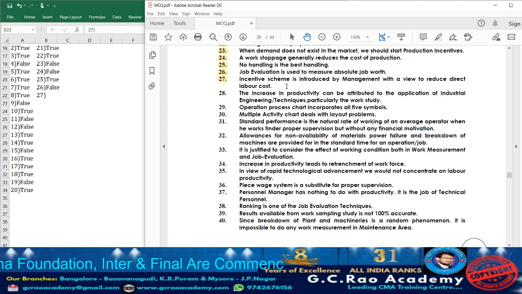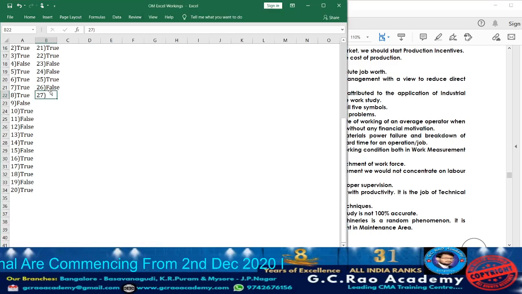So as to improve the efficiency of the workers. Usually the management is going to introduce an incentive system not to reduce the direct labor cost. So accordingly, the statement whatever they have given, it is false. So take down false. Now moving on to statement 28.